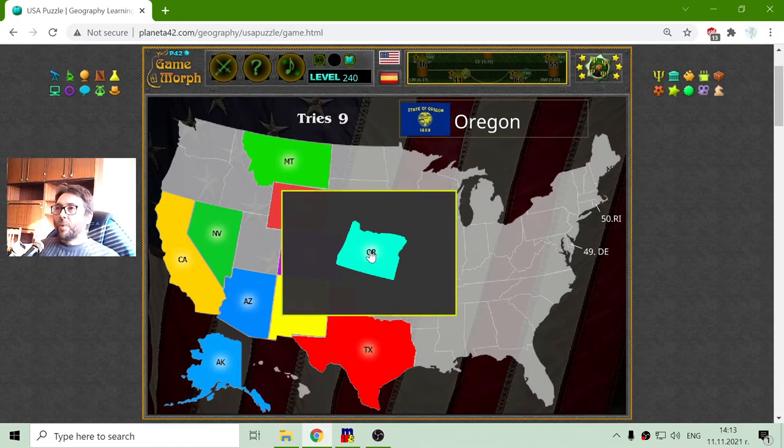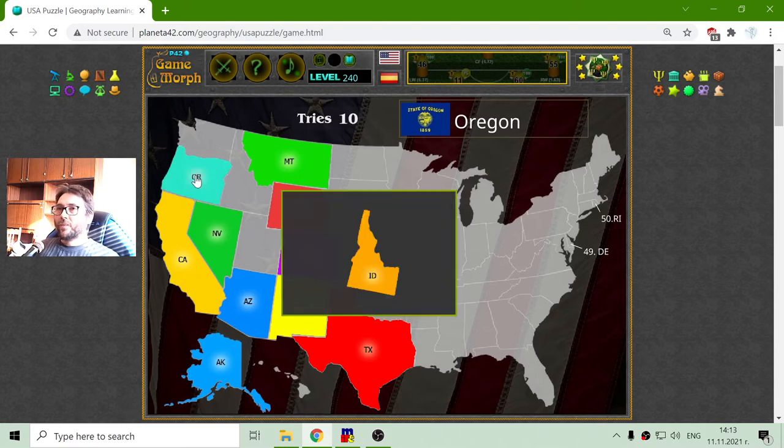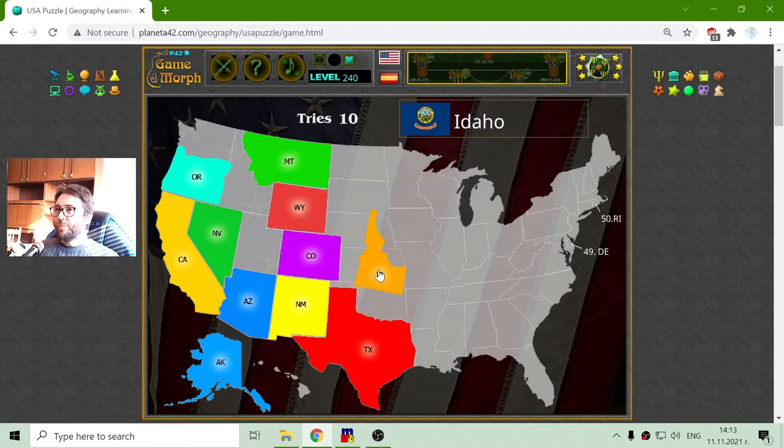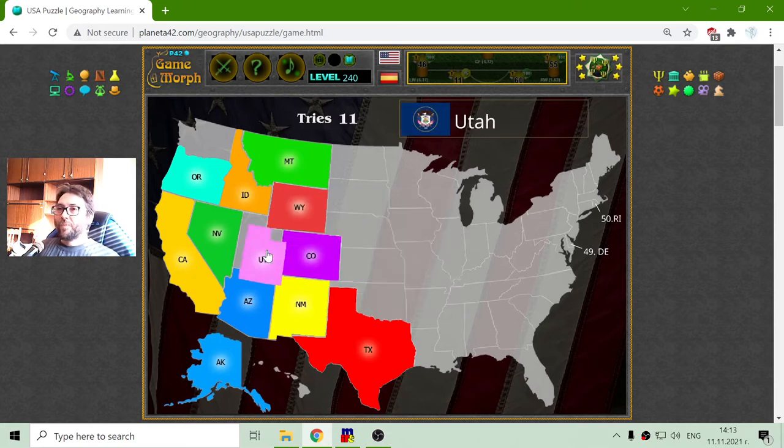Now, I have to find the place of Oregon. And this is to the west, just under Washington. But I will reach that. Well, I have practiced that. This is the state of Idaho. Where am I looking? And the next state is Utah.